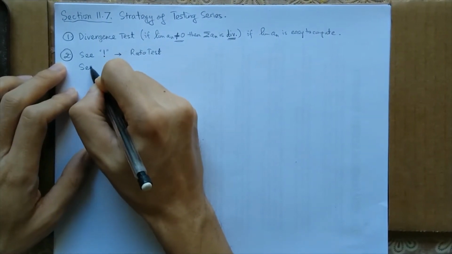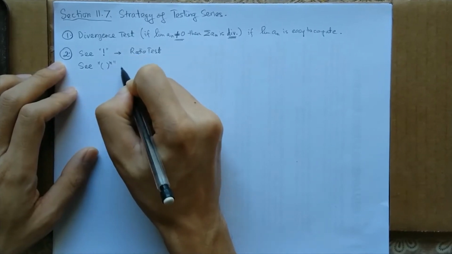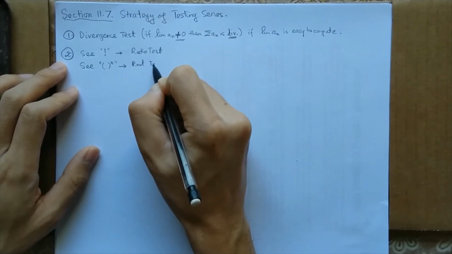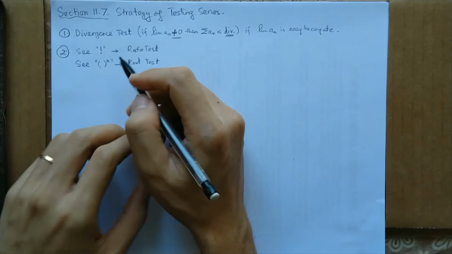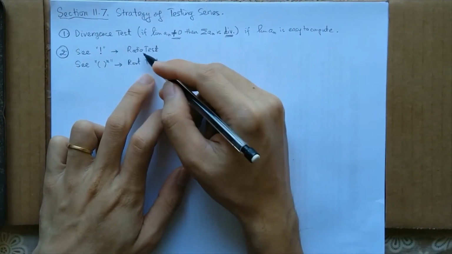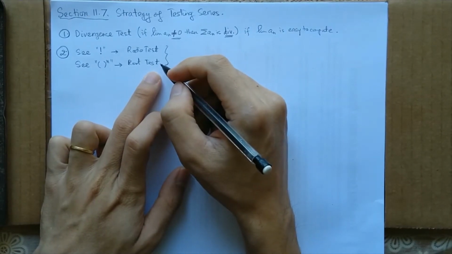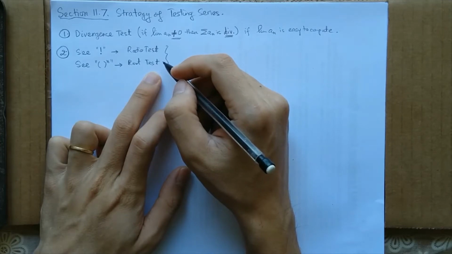But if you see so many power n's, at that time the root test will be helpful, because when you take the nth root, that will cancel some power n for you. Now when you use the ratio test and root test, you will have to compute some types of limits, and based on the result of the limit, you are going to say something about the series.